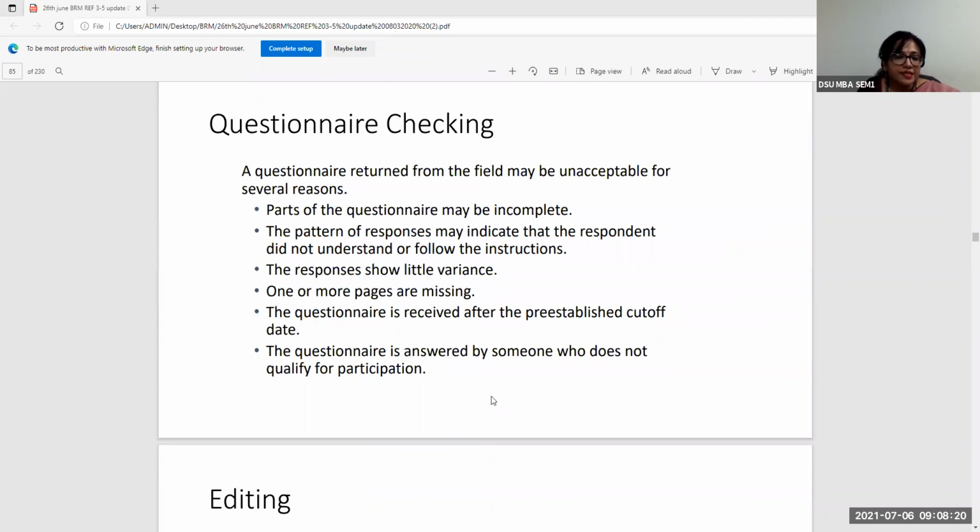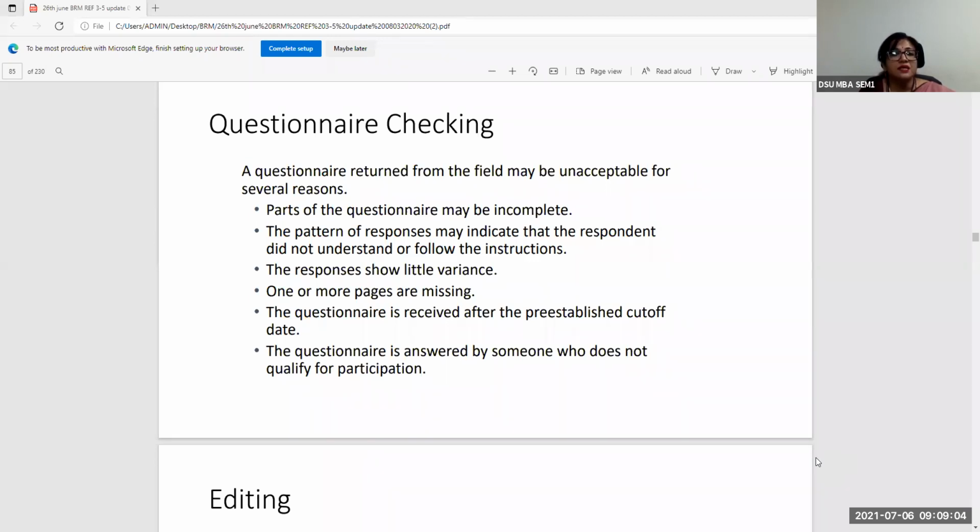So the next step is to ensure that you are able to do a thorough checking of the questionnaire. Like I told you, before any final survey is administered, normally a pre-testing happens, and the input from the pre-testing is used to fine-tune, modify, edit, and make the questionnaire much more reliable and valid for usage in the field. So questionnaires returned from the field may be unacceptable for various reasons. Even after the final version of the questionnaire has been used in the field, there can be certain things that you notice when the questionnaire comes back.